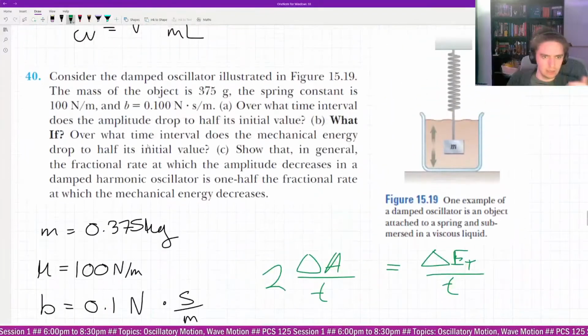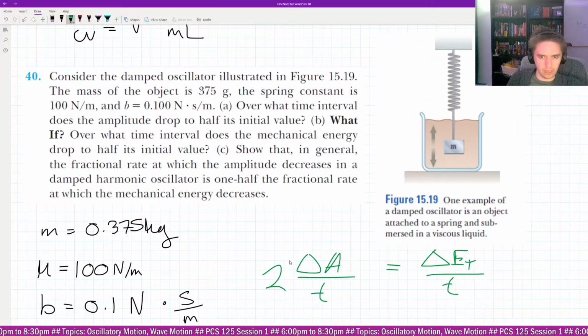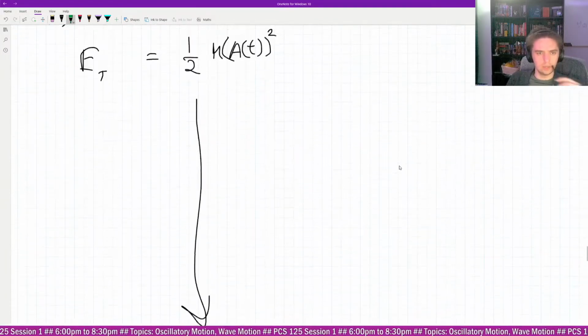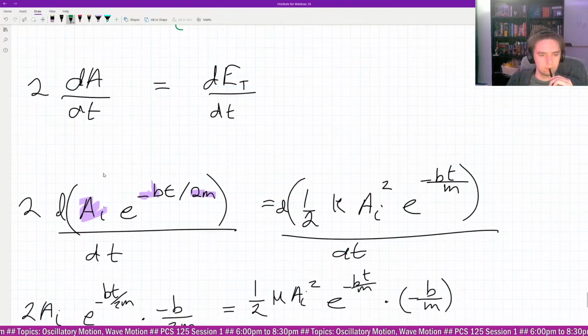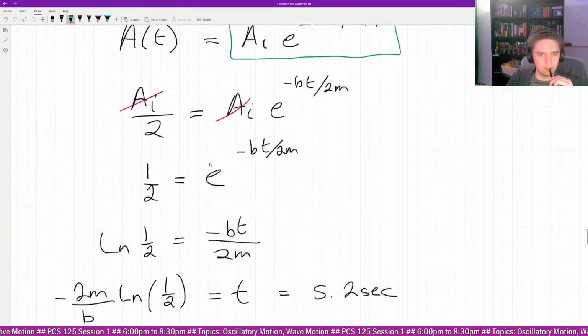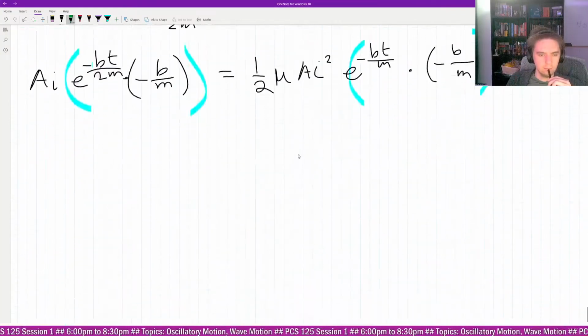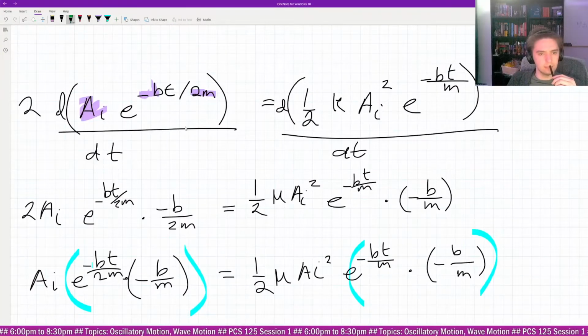Let's see. Show that in general the fractional rate at which the amplitude decreases in a harmonic oscillator is 1/2 the fractional rate at which the energy decreases. Yep, that's what I wrote here. So then ai is, yeah, that looks right to me. So then this is going to be the constant out, e to the negative bt over 2m, times the derivative of the top, which is negative b over 2m.